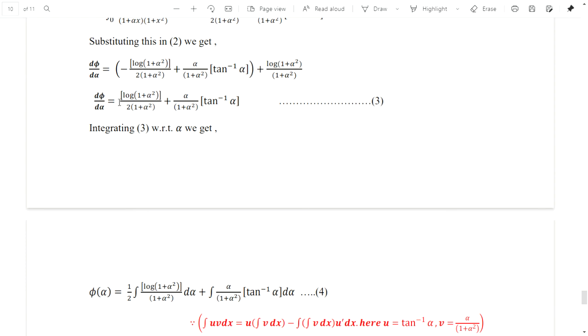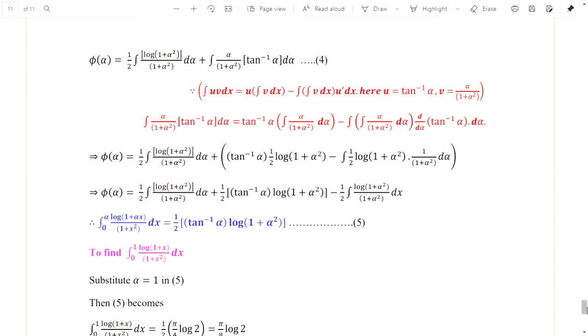But we have to find phi of alpha. So to find phi of alpha, integrate this d phi by d alpha on both the sides, which gives phi of alpha. So phi of alpha is equal to integral of this right hand side with respect to alpha. So 1 by 2 into integral of log of 1 plus alpha squared by 1 plus alpha squared plus integral of alpha by 1 plus alpha squared into tan inverse of alpha. Now let us see how to evaluate this integral.